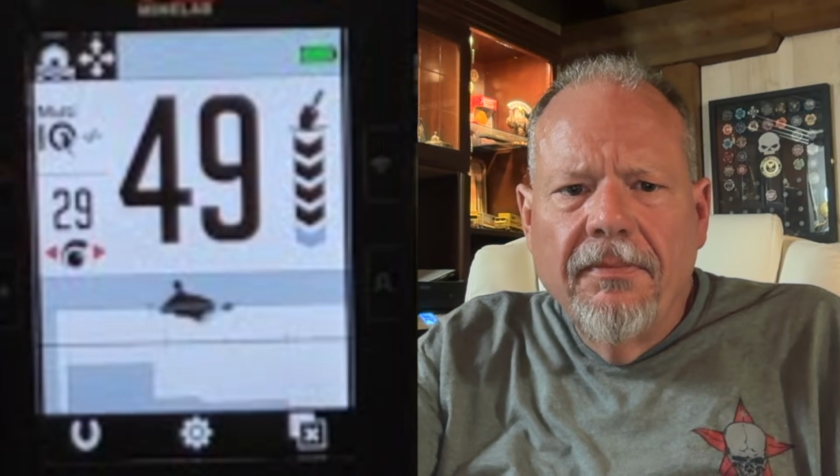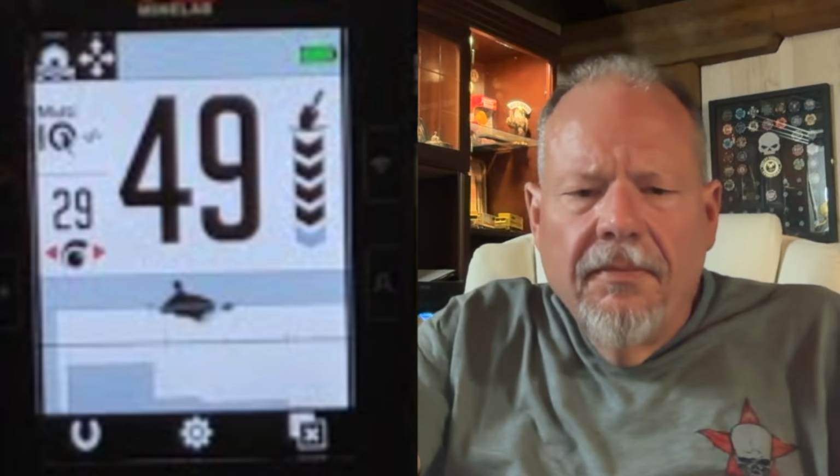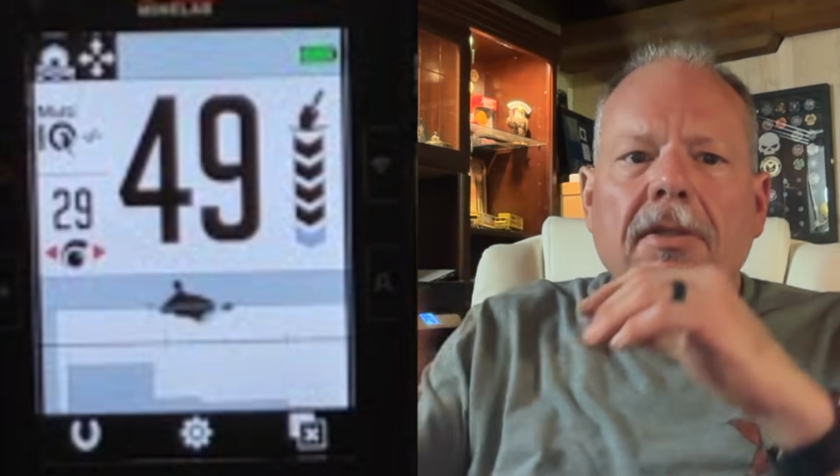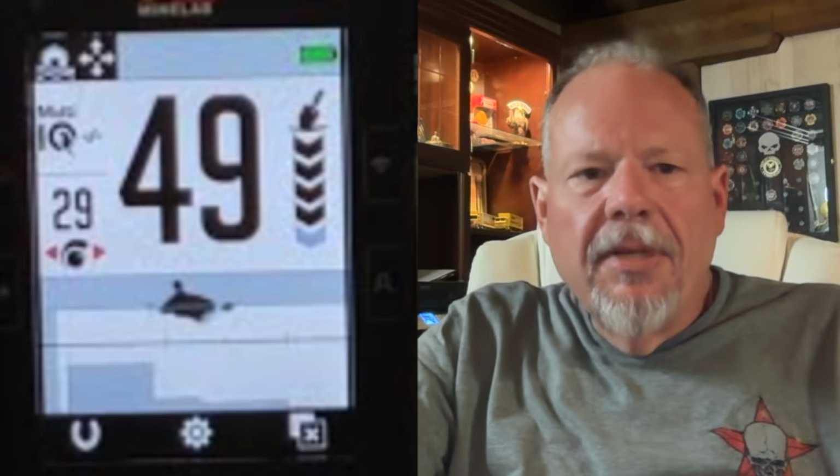Okay, number 11. This is a 49 up in the line, up in the discriminated area. I'm going to bypass this one. This one looks like junk to me. This is probably a nail or a couple nails. Looks to me like junk.